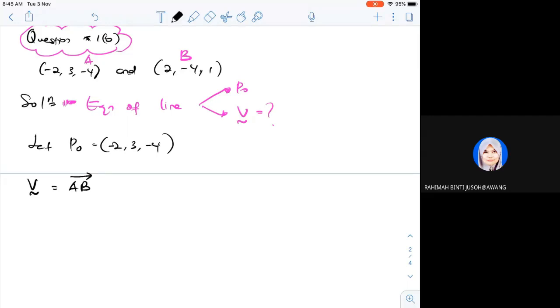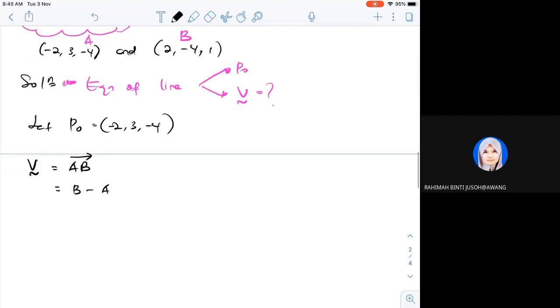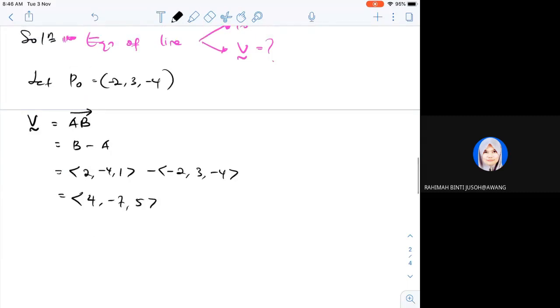The vector from A to B is equivalent to the coordinate of B minus the coordinate of A, or vector of B minus vector of A. So in terms of vector, we write sharp bracket 2, -4, 1 minus coordinate A, which is -2, 3, -4. So from here we will have 2 minus -2 becomes 4, and then -4 minus 3 we will get -7. 1 minus -4 is 5. Okay, so we already get the parallel vector.